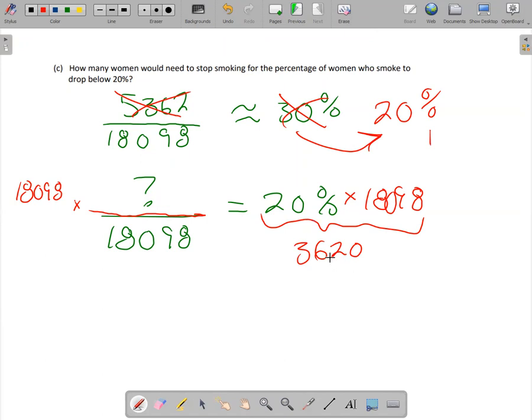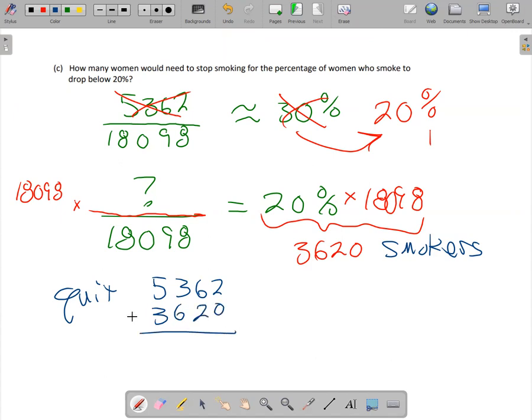Okay. So what's the decrease then? How many quit? These are the smokers. The ones who quit would be from the original 5,362, take away 3,620. I can do that by hand. 2 minus 0 is 2. 6 minus 2 is 4. 36 from 53, that would be 13, and 4 is 17. About 1,700 need to quit.